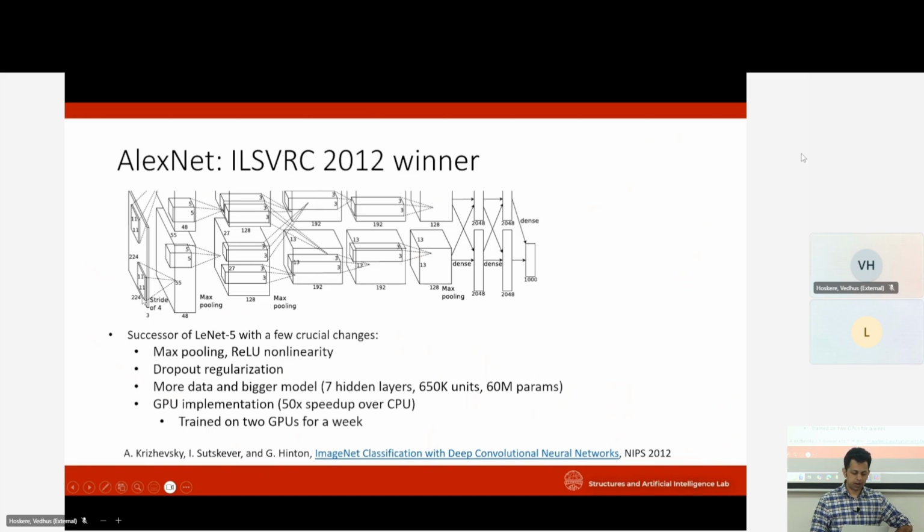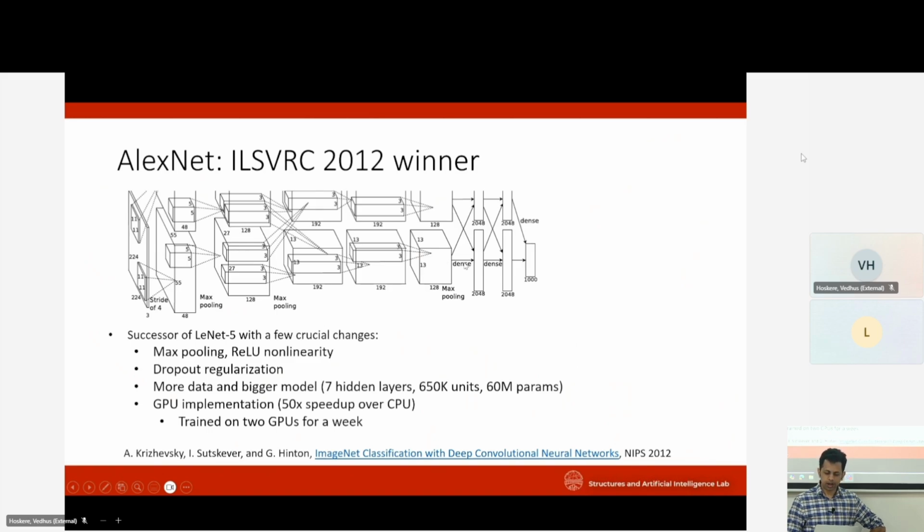Divided by 4, 56. So yeah, this is 55 by 55, and that's probably because of padding. And you have two of those, and you have 48 of these filters, so you get the size of 48. And similarly, you can do the math here for all of these layers.